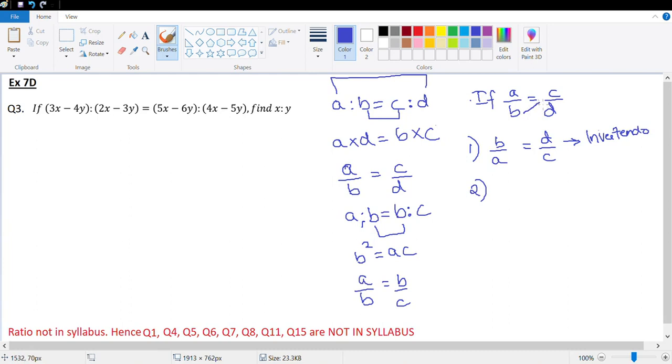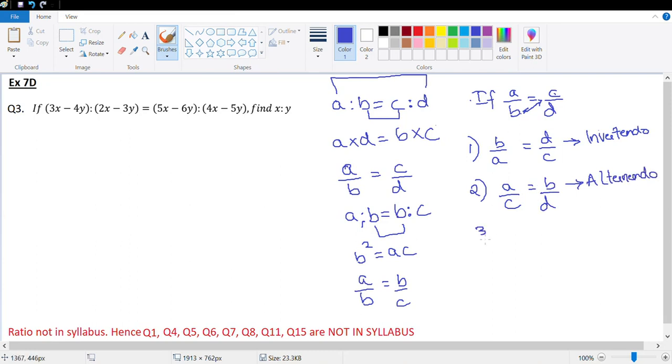Next one was alternando, where you put the denominator of one in the numerator of the other, and the numerator of the second one in the denominator of the first one, which means A upon C would be equal to B upon D. All you've done, you interchange the numerator and denominator. This is known as alternando.